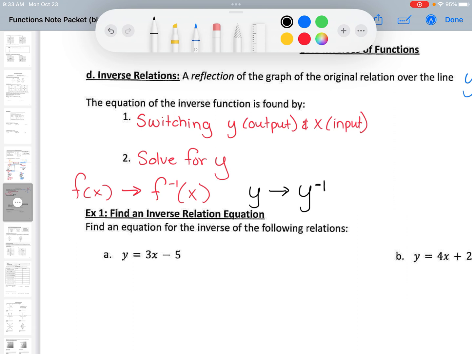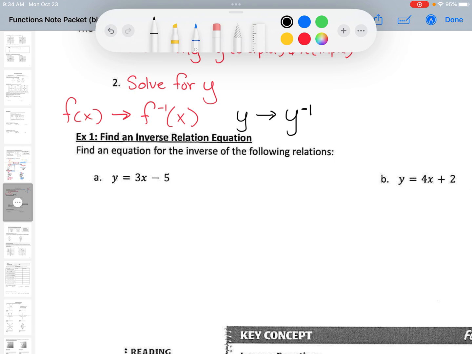So don't think of it as like a -1 exponent. It's not what it means. It's just the notation that we use for inverse. And you'll see that on your calculator. If you look on your calculator where it says sine, cosine, and tangent, and then above it, it has sine -1, cosine -1, tangent -1. Those are the inverse functions of those trigonometric functions. Okay, so let's do an example.